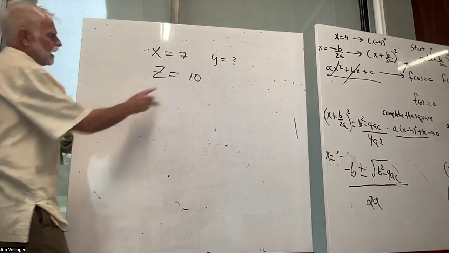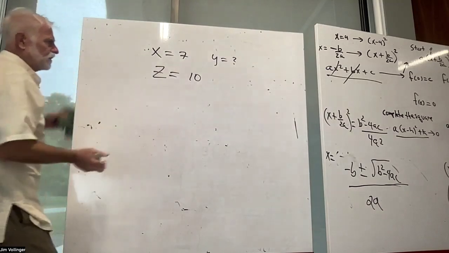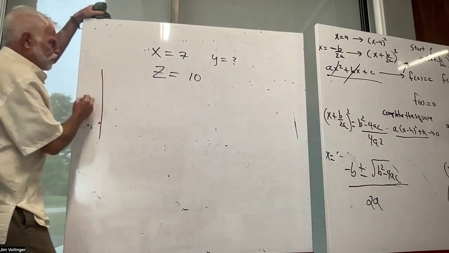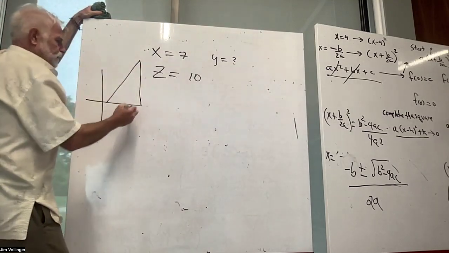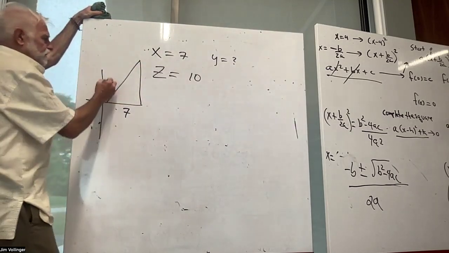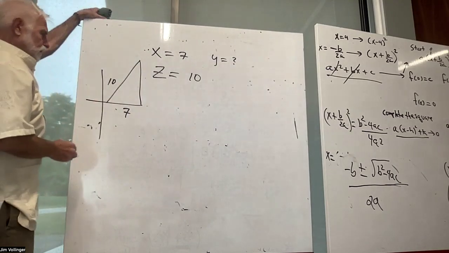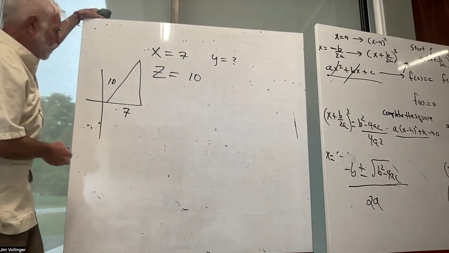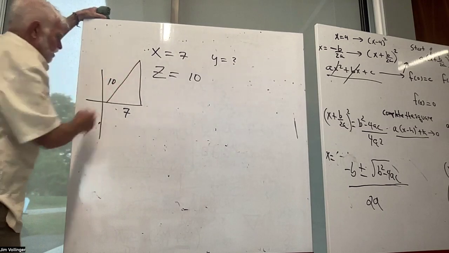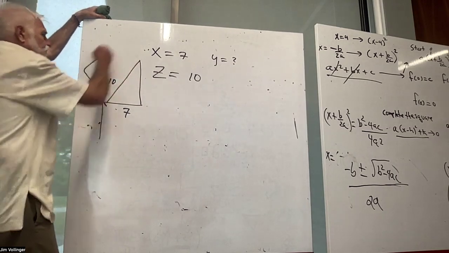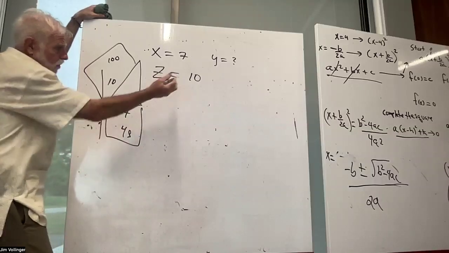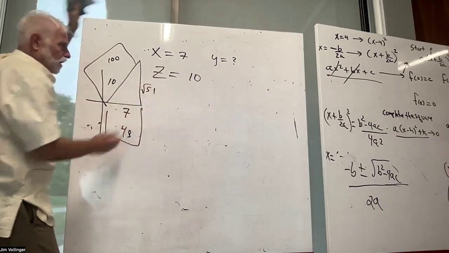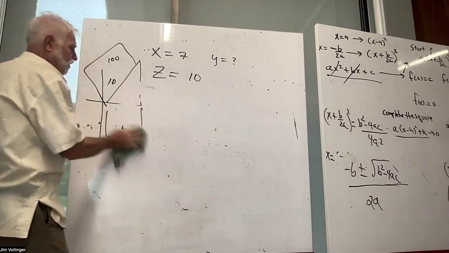All right, so what have I got? 100 minus 49, square root of 51. But let's draw it out anyway. 7 to 10. That's 7 units. That's 10 units. Okay, and yeah, it's pretty close to a 45-degree triangle, so I should have drawn it a little bit better. But that's 100. Yeah, that's 100 units of area. That's 49. So 51. So this is the square root of 51. All right, so I'll put that over there now.